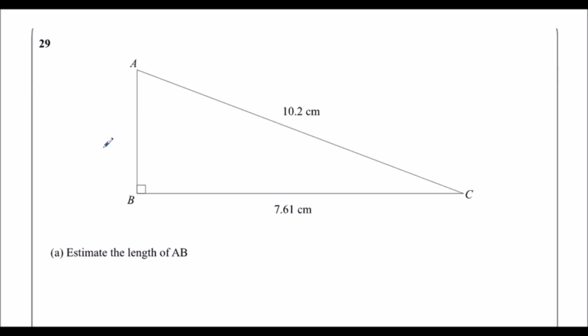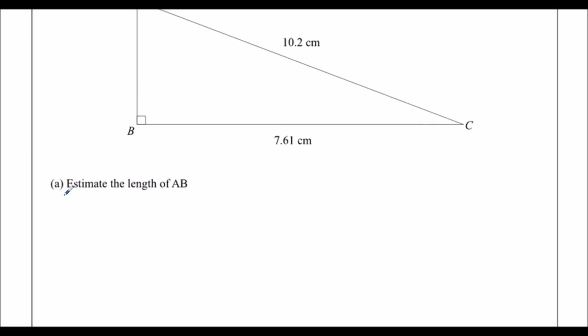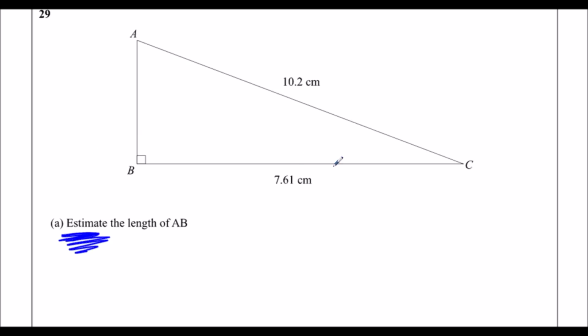Question 29. So we've got estimate. Whenever we see that, we know we're rounding. So we then want to work out the actual length of AB. We're going to use rounded numbers. So if I round these to one significant figure, or the nearest number in this case, 10.2 to the nearest number is 10, and 7.6 to the nearest number is 8. And we're working out AB.